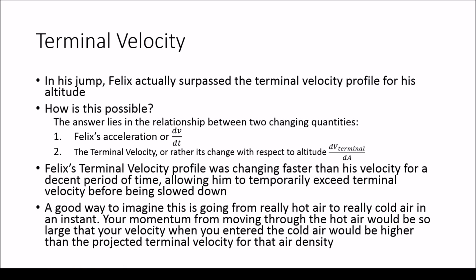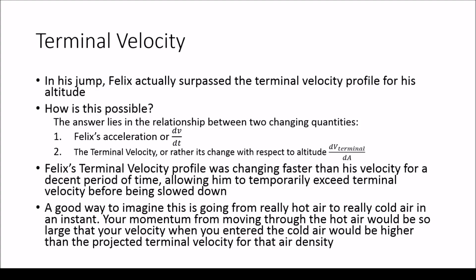Regarding terminal velocity, Felix was actually able to exceed it during his jump. This was possible because of the relationship between Felix's rate of change of velocity with respect to time, or dv/dt, and the change in projected terminal velocity versus altitude, or d v_terminal/dy. Since Felix's projected terminal velocity was changing faster than his velocity, he temporarily surpassed this velocity on his way down.